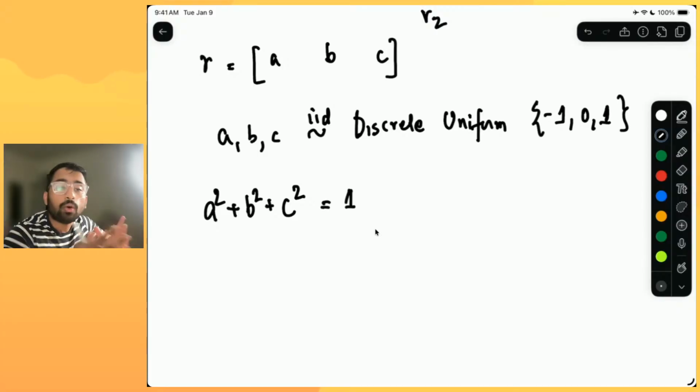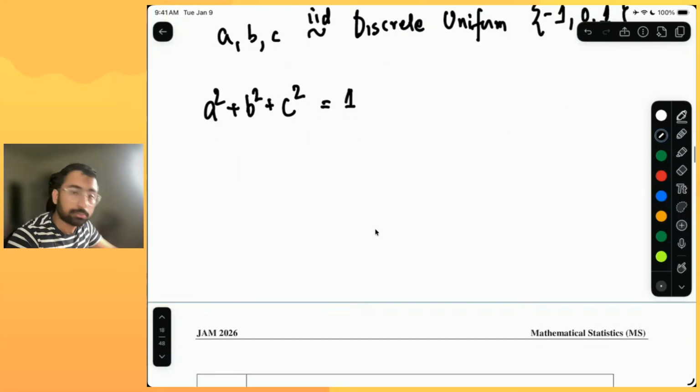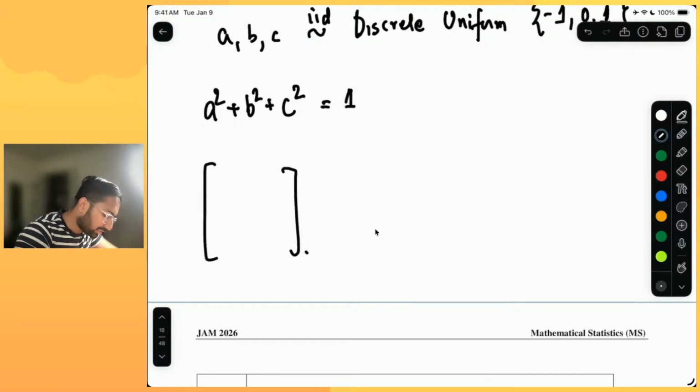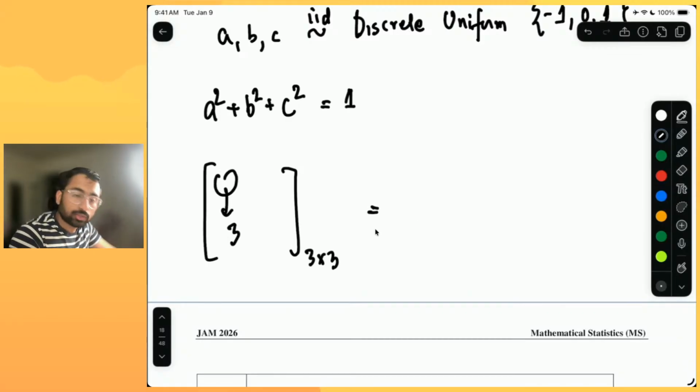What are all the possibilities? Understand, the total number of possibilities: there are 9 such elements. It's a 3 cross 3 matrix. There are 9 such elements, and each of them can take 3 values. So the total number of possibilities is 3 to the power 9, right?